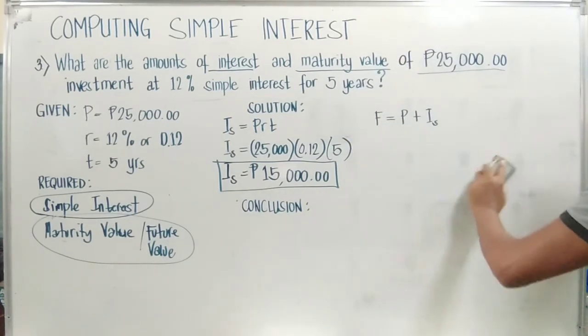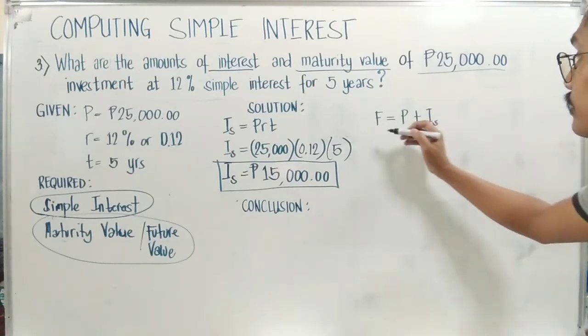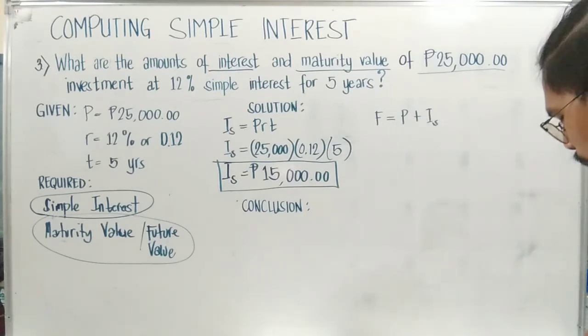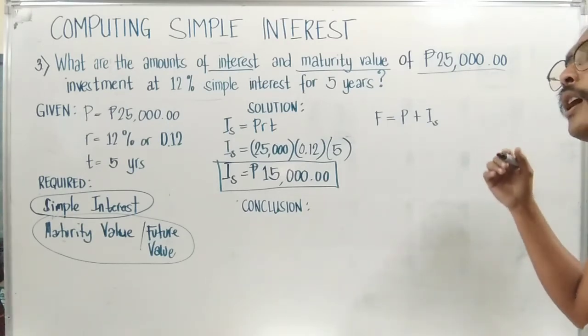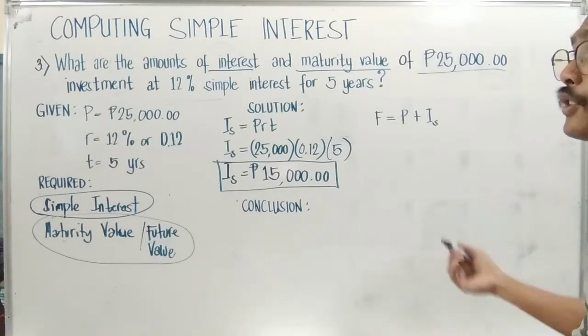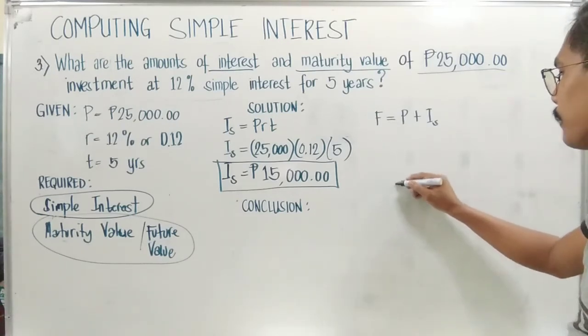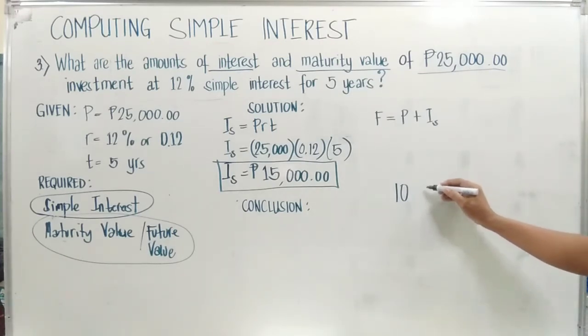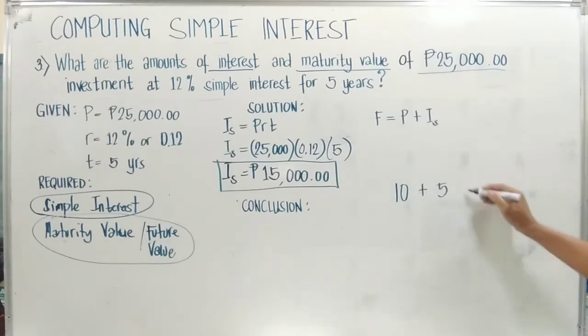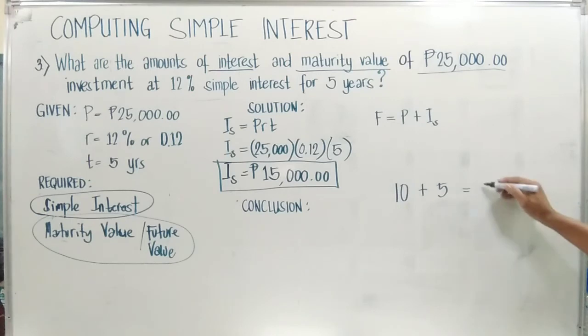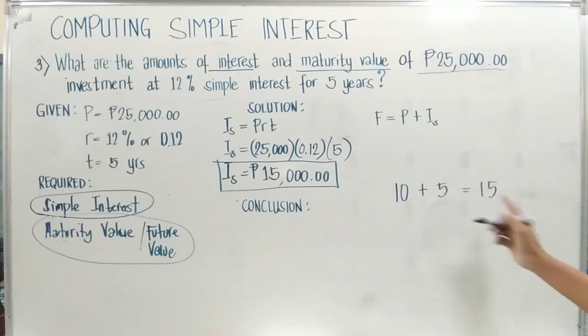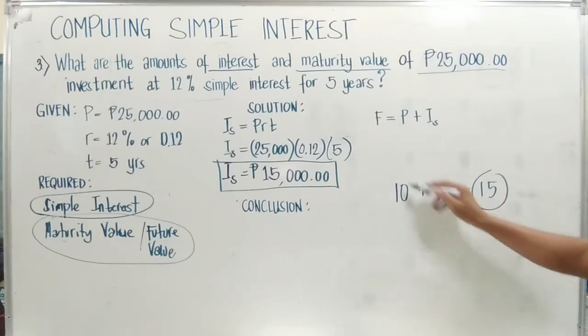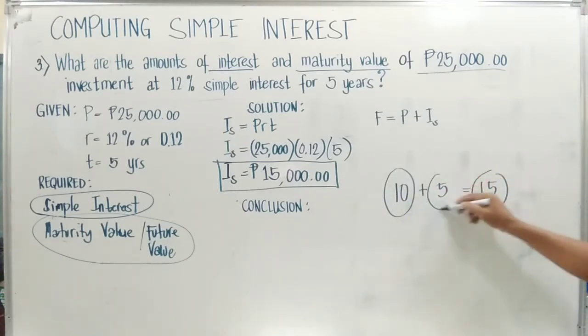Okay? So to be very basic, the future value is the total amount of money, adding your principal and your interest. Example, you have 10 pesos as a capital for your business and you have a profit of 5 pesos, so you will get 15. So very basic. Your future or maturity value is 15, your principal is 10, your interest is 5. Okay? Basic concept.